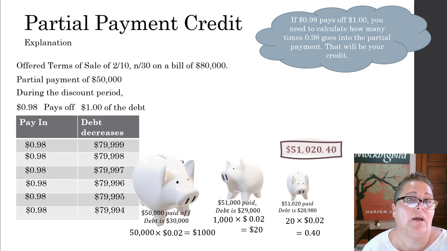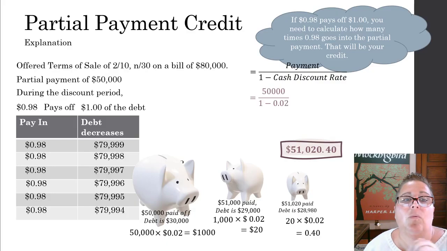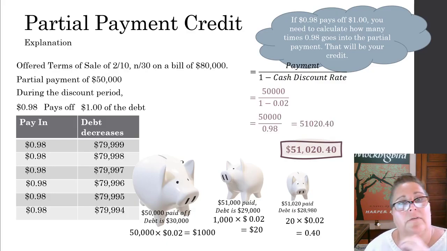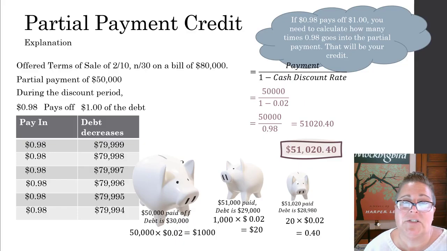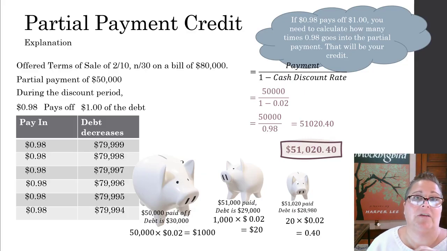So this is why our formula is division. We need to figure out, if 98 cents in this case pays off $1, how many 98 cents will go into $50,000, or $51,020.40. Again, $51,020.40. It's a division problem for a partial payment credit, not a multiplication problem.